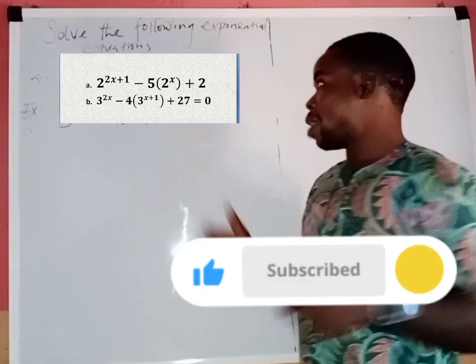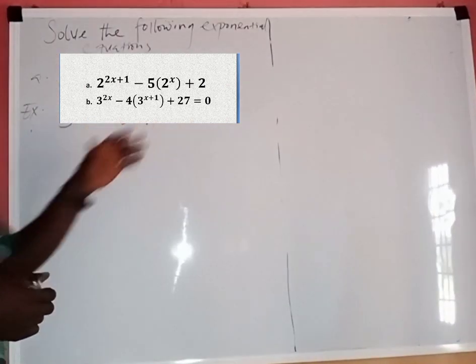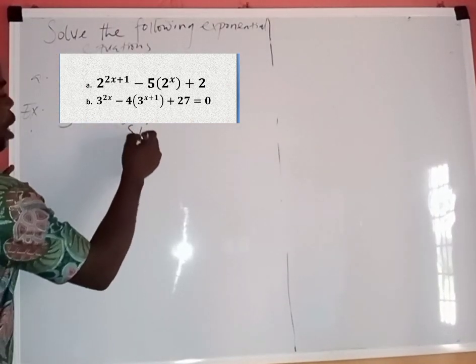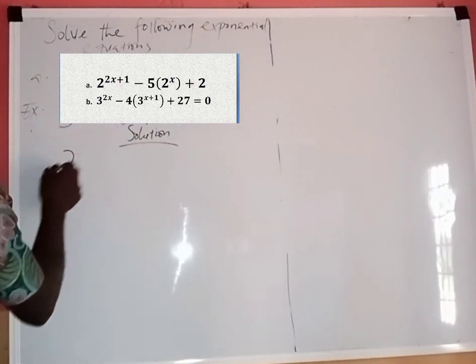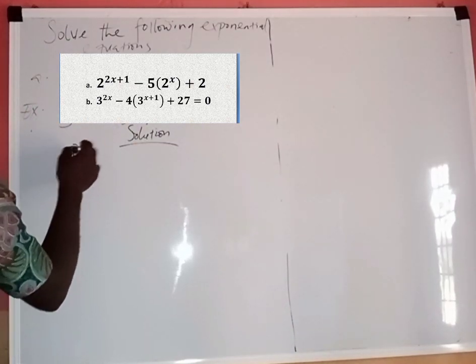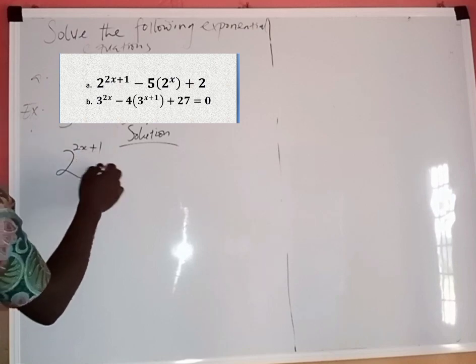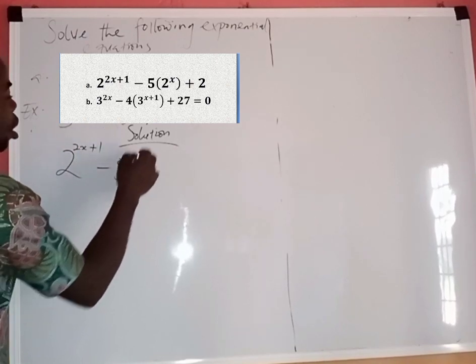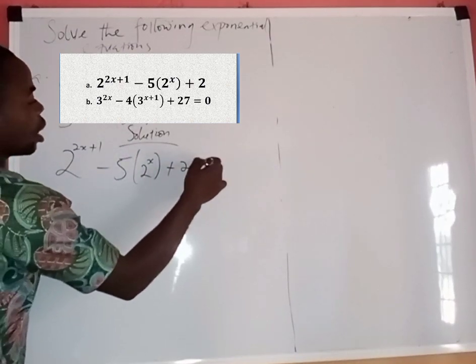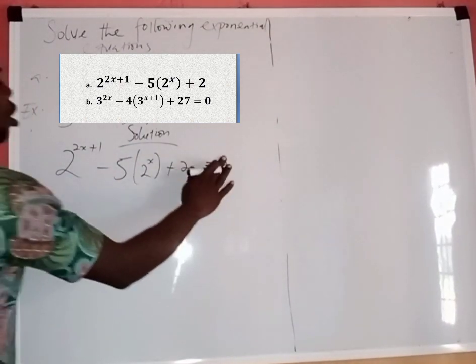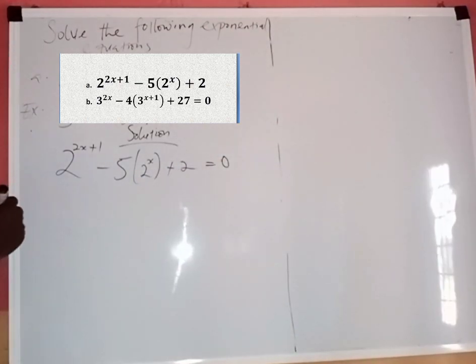So having said that, we are going to proceed with the problem. Let me just write my solution. Okay, and then I'm going to repeat my question here. 2 raised to the power 2x plus 1 minus 5 bracket 2 raised to the power x plus 2 is equal to 0. Okay, so this is what we have.